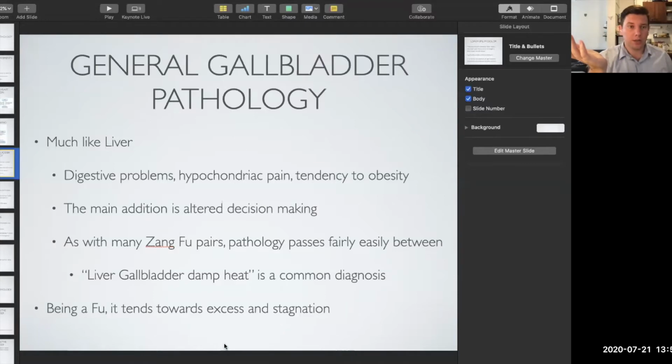And being a Fu, this tends towards excess. So there's not a whole lot of deficiency conditions within the gallbladder. When we talk about someone having a weak gallbladder, it's often more that it's an obstructed gallbladder. Not in the physiological sense, though maybe, but more in terms of pathogen accumulated within it.